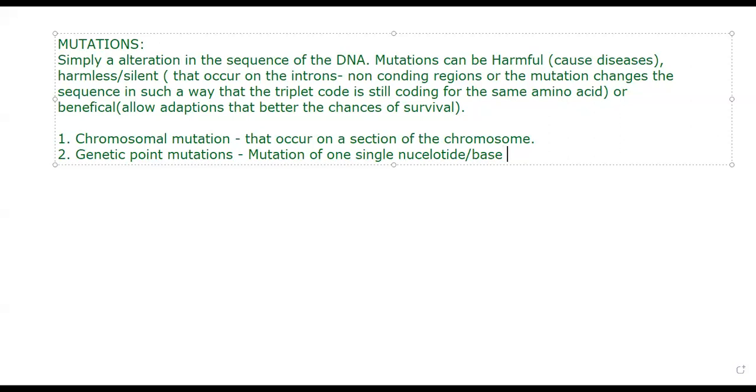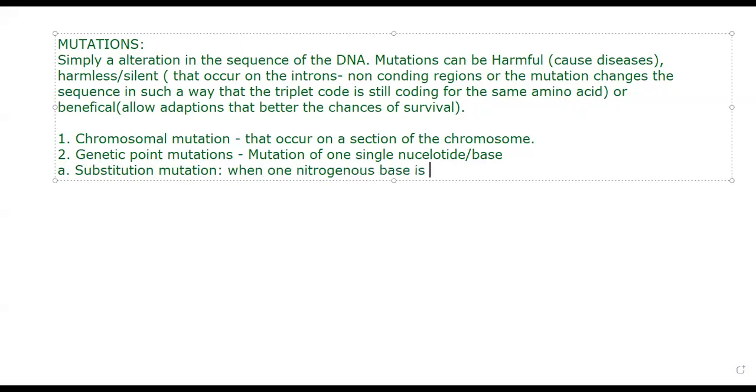Now, in genetic mutations, we can have different types of mutations. We can have substitution. I taught you guys a good example of substitution mutation, right? What was it? Sickle cell anemia. That is when one nitrogenous base is substituted with another. And an example of this was your sickle cell anemia, right?